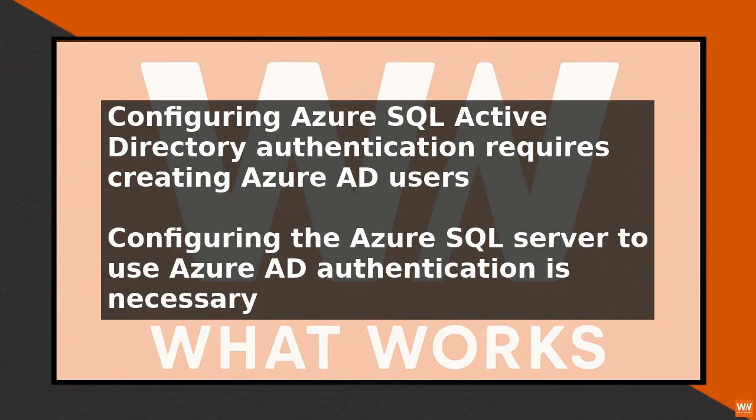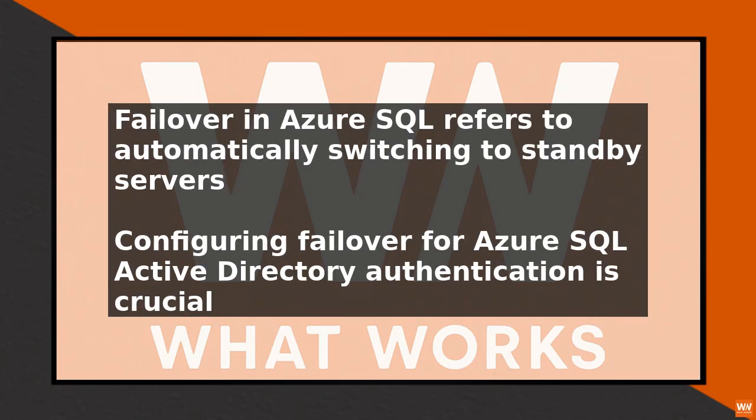Step 4. Configuring failover for Azure SQL Active Directory authentication. To configure failover for Azure SQL Active Directory authentication, you need to create a standby Azure SQL server and configure it to use the same Azure AD authentication settings as the primary server. You also need to configure the standby server to use the same Azure AD user or group as the primary server.